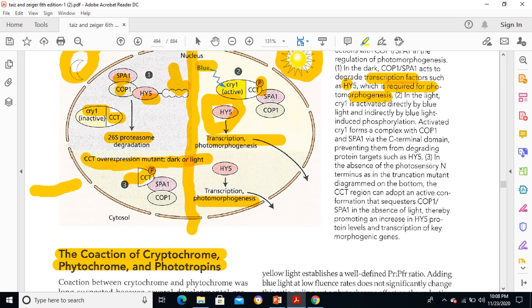Actually, this was asked in one CSIR question paper a few years back, one C-part question. What happened? It is the same way. What happened when CCT is overexpressed or mutant? Always CCT will get phosphorylated, COP1 and SPA1 will bind, and sequestration of COP1 and SPA1 to the C terminal always activates or promotes the transcription of HY5 genes.